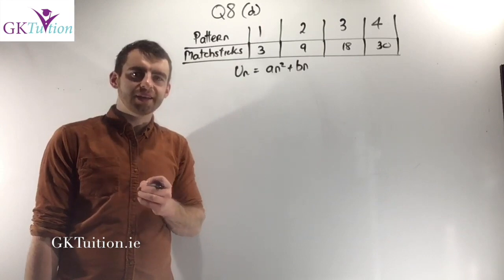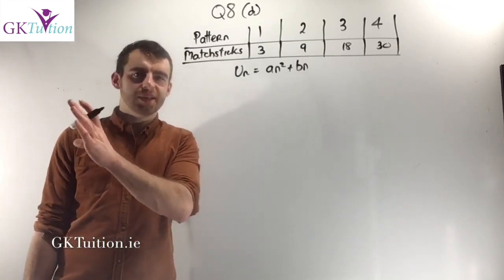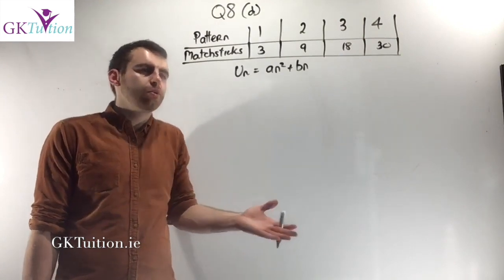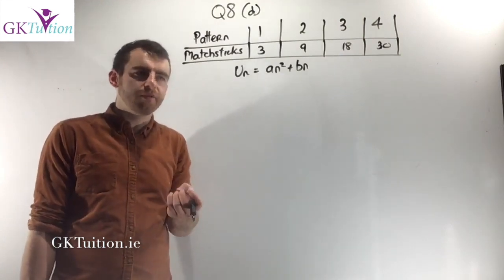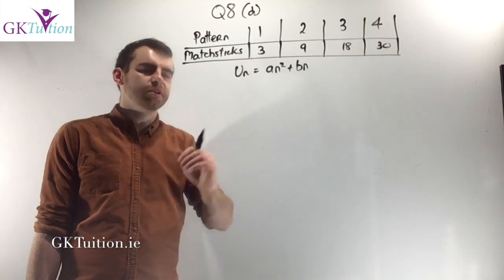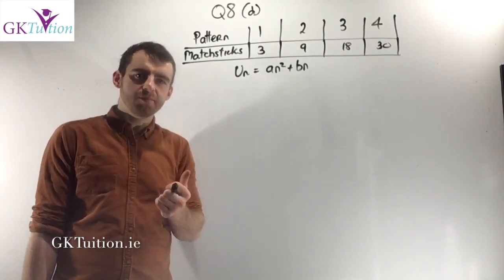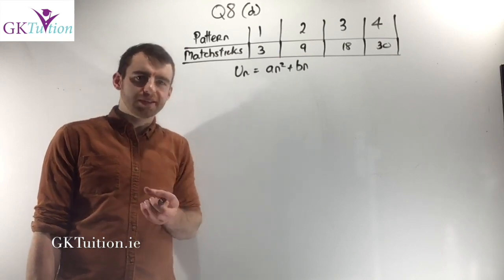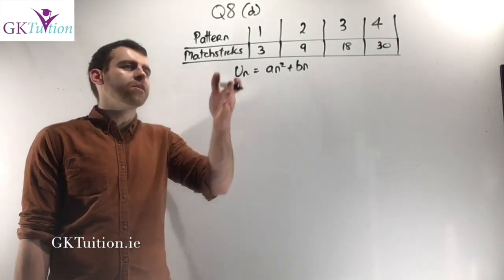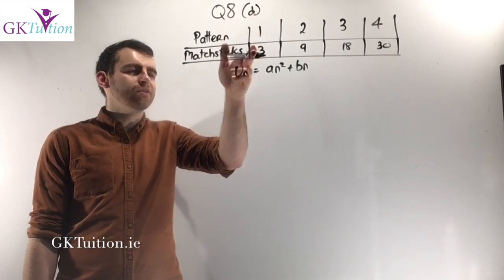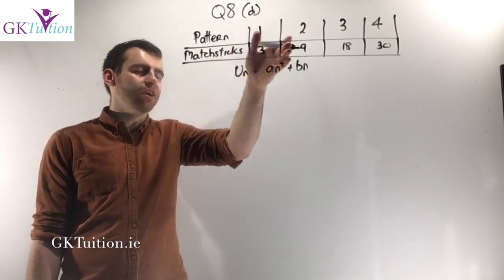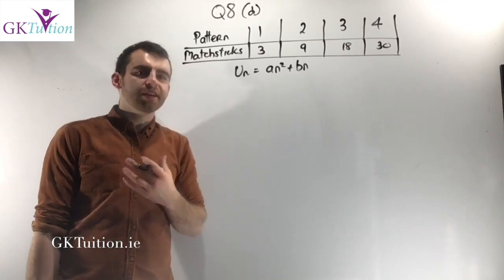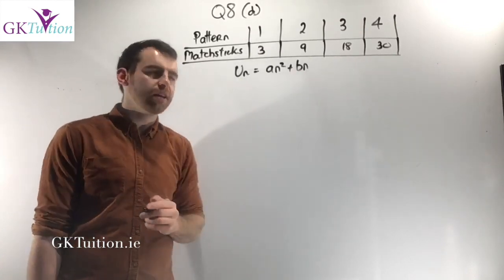Okay, in part D here, we're no longer talking about the same sequence as we were in part C. We're now just talking about the number of matchsticks. We're told that the general formula for the number of matchsticks is an squared plus bn. We need to find the values of a and b. Now there are a couple of different ways of doing this. I'm going to do this one by a simultaneous equation. I know that the first term in this pattern has 3 matchsticks. The second one has 9 matchsticks. That's 2 pieces of information, and that's enough for me to find the value of a and the value of b.